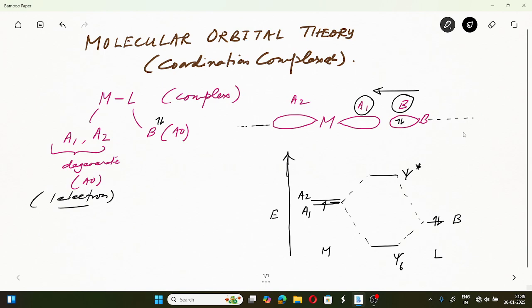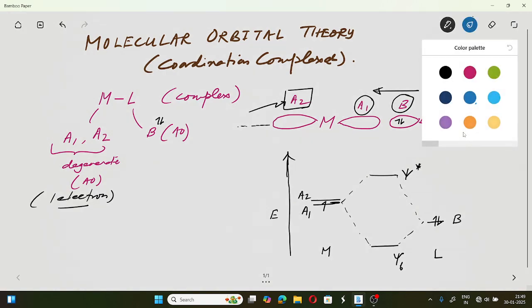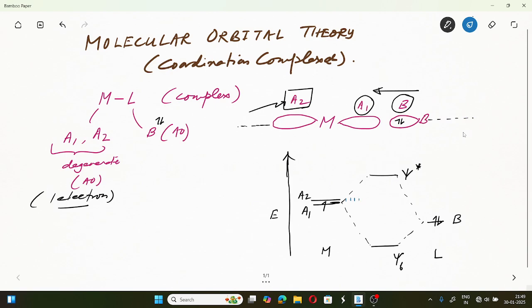Okay, and this A2, now what will happen to this A2? A2 is not interacting, so this A2 will remain as non-bonding. So this will be chi non-bonding. So A2 will be transformed to chi non-bonding, isn't it? So this is as per molecular orbital theory.